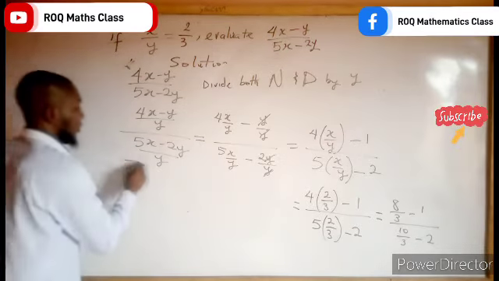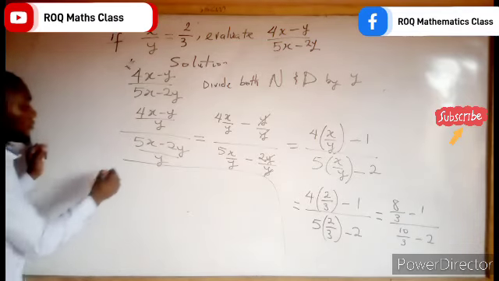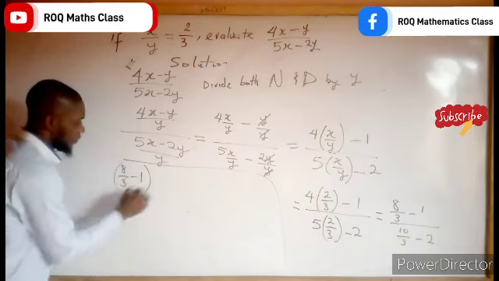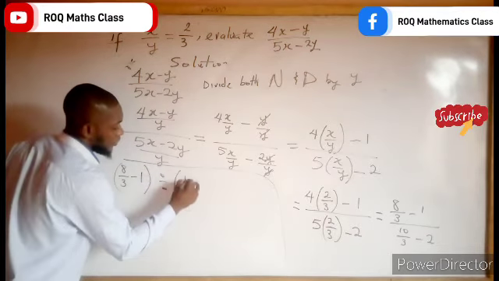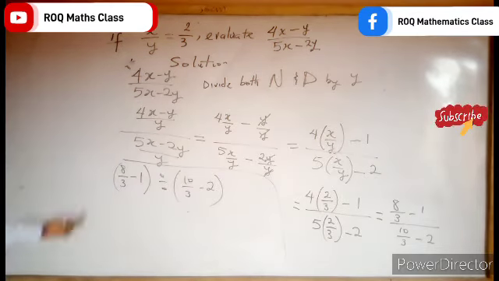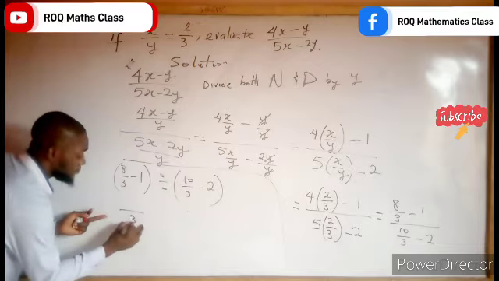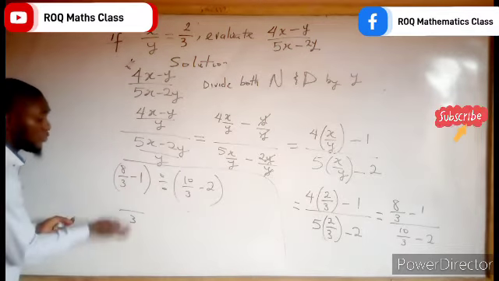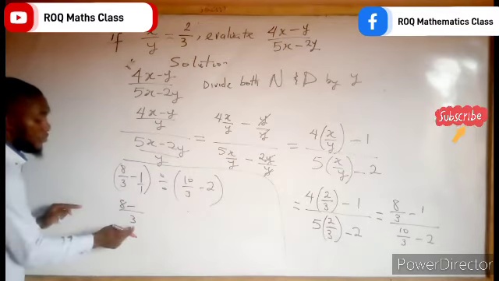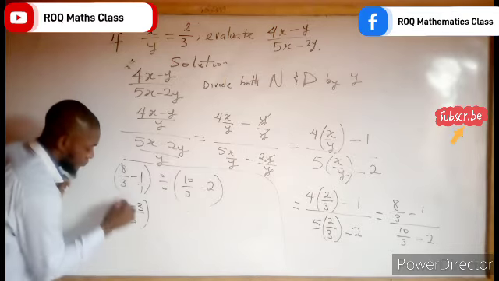So let me continue from this part. We want to solve (8 over 3 minus 1) divided by (10 over 3 minus 2). Looking at the first bracket, the LCM is 3. How many 3s can I see? 1, times 8 is 8, minus; how many 1s can I see? 3, so 3 times 1 is 3.